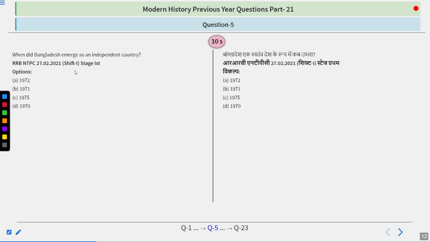When did Bangladesh emerge as an independent country? Options are 1972, 1971, 1975, or 1970. Think about it, guys. And I guess if you know a little bit of history of the 1971 war, then you must know the answer.